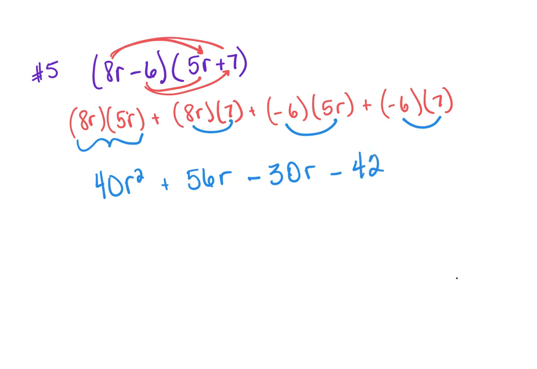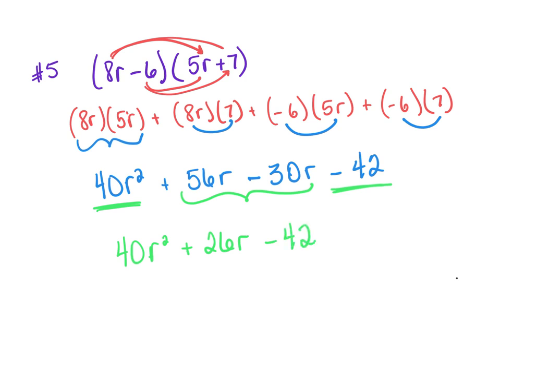And then the last step is just to combine any like terms, all right? So 40r squared does not have anything in common with anything else, so it is not like terms. These two are, so 56 minus 30 is going to give us that 26r. And then the negative 42 also cannot combine with anything, so that will stay the same as well.